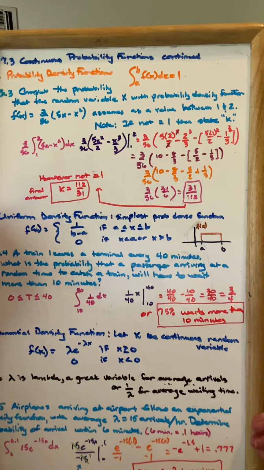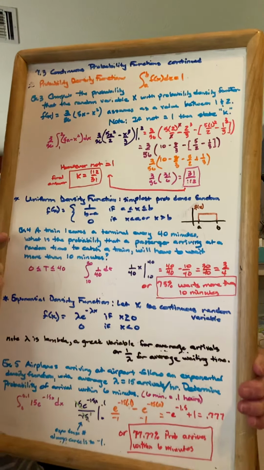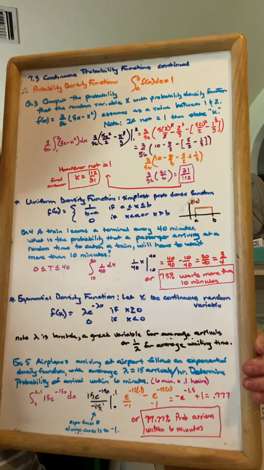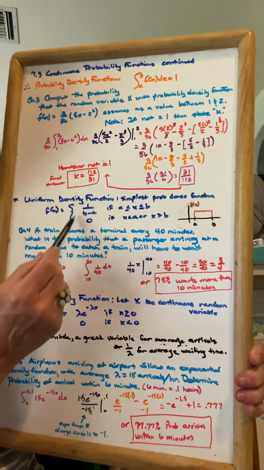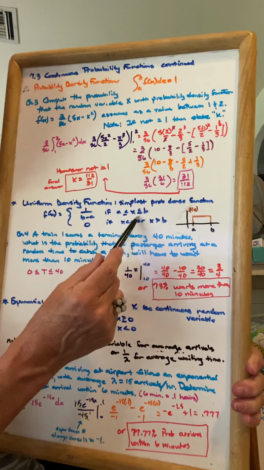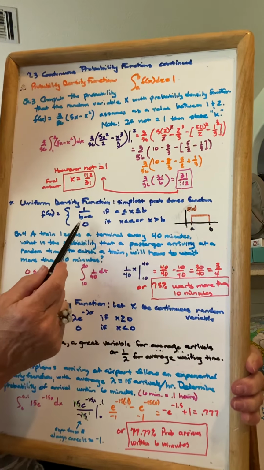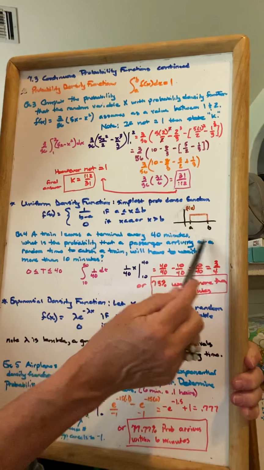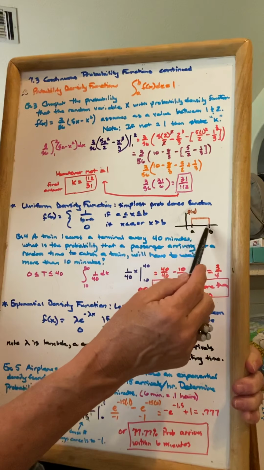All right. Then we're going to go on to 3 more different types. And the first one is the uniform density function. It is the simplest of the probability density functions. F of x equals 1 over b minus a if a is less than or equal to x is less than or equal to b, or 0 if x is less than a or x is greater than b. Note, there's your picture. It's from a to b. It's just absolutely what's in between there.